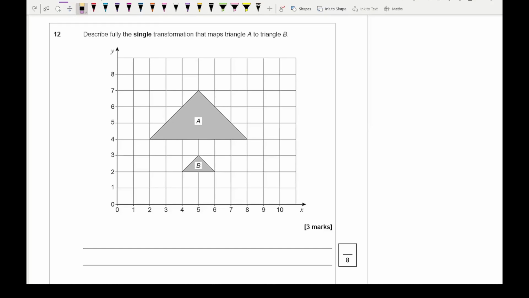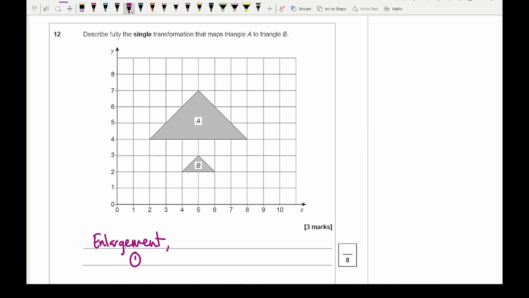So moving on to question 12, it says describe fully the single transformation that maps triangle A to B. So for this, we are going from A to B. So we're going from the big triangle to the small triangle. Now, as you can see, we've got a change in size, so it's going to be an enlargement. So that's going to be worth 1 mark.